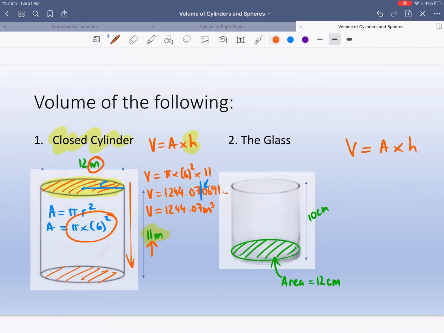And the question is really nice, it tells us the area is 12 centimeters squared. So I'm just going to go volume equals 12 times, what's our height? Our height is 10 centimeters. Oh, these are really easy numbers: 120. And what's our units? Centimeters, and because it is volume, it is cubed. So that's the volume of a cylinder, very much the same as the volume of a right prism.